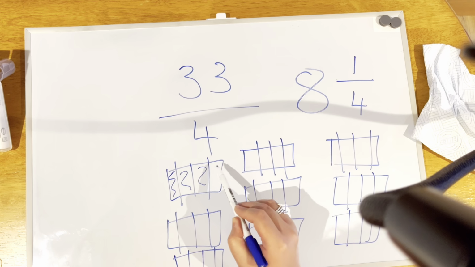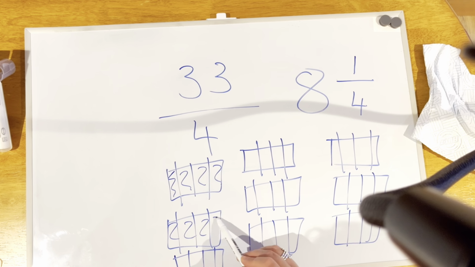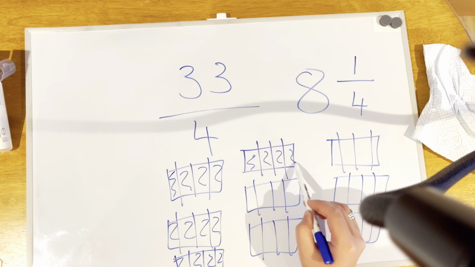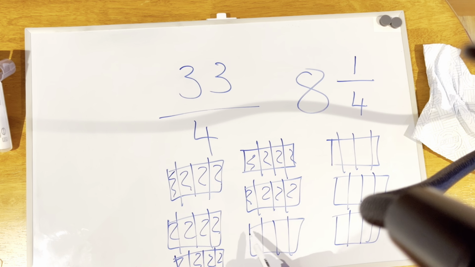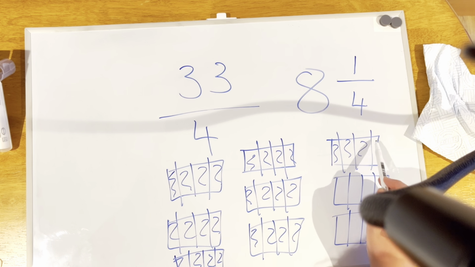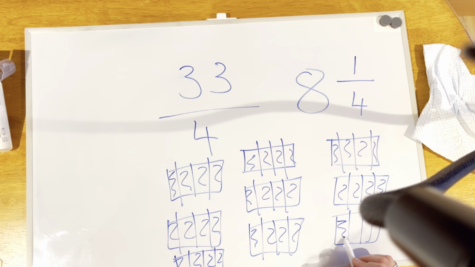1, 2, 3, 4, 5, 6, 7, 8, 9, 10, 11, 12, 13, 14, 15, 16, 17, 18, 19, 20, 21, 22, 23, 24, 25, 26, 27, 28, 29, 30, 31, 32, 33.